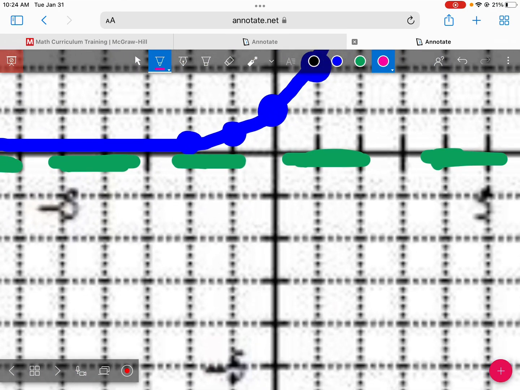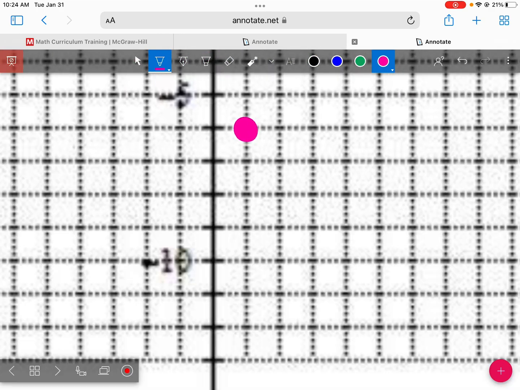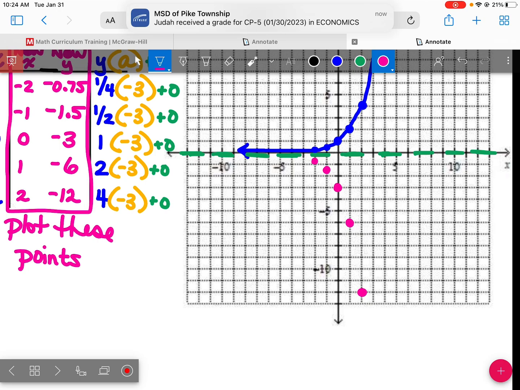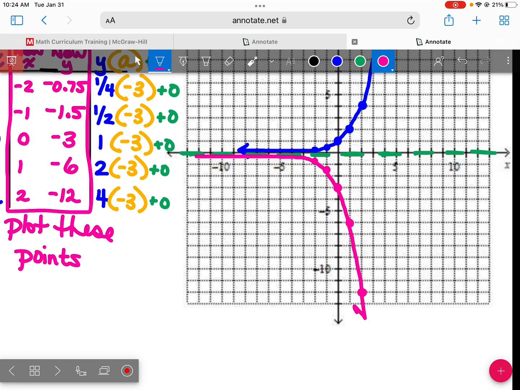Negative 2, negative 0.75. So that's almost at the negative 1. Negative 1.5 will be in between negative 1 and negative 2. And then we have negative 3, negative 6, and negative 12. What are we not going to cross? Where's my asymptote? What are we not crossing? The x-axis, y equals 0. So it's going to lay along that asymptote, and then it's going to curve down through these points.